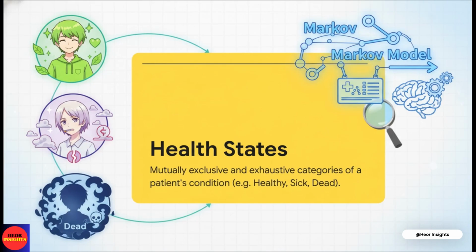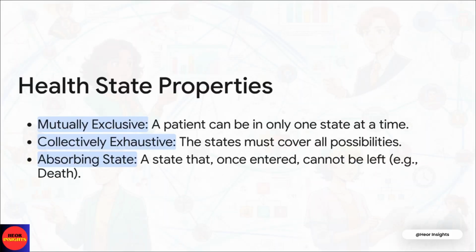The first core component is the health states. You can think of these as the different buckets a patient can be in at any given time. For a simple model, you might have states like healthy, sick, and dead. Now, these health states have to follow a few strict rules.